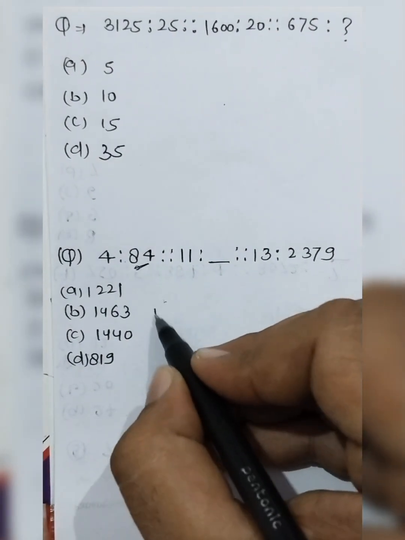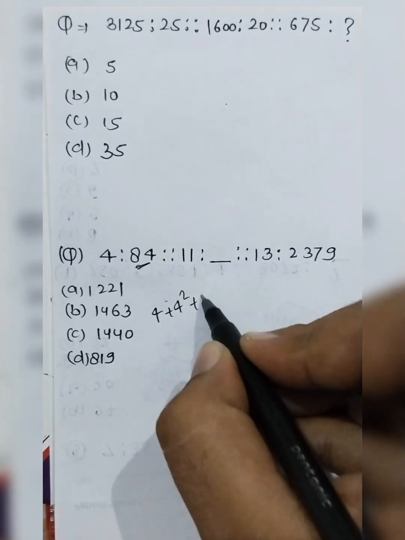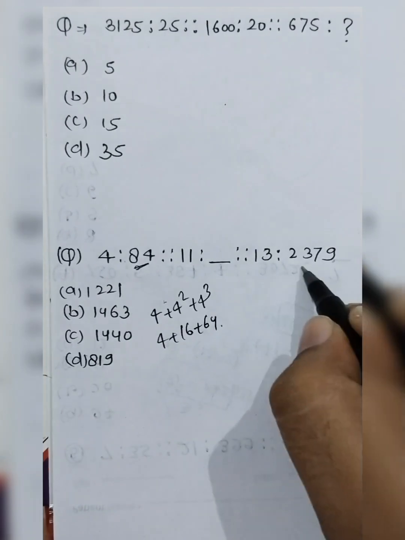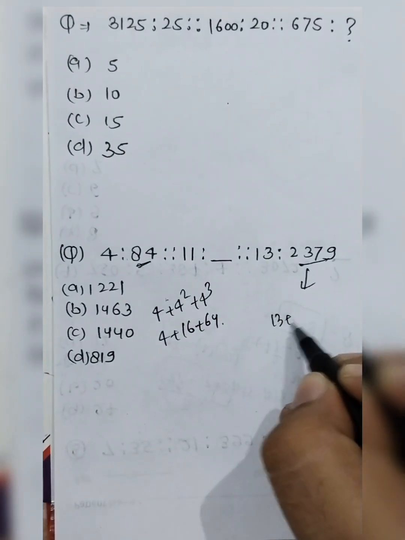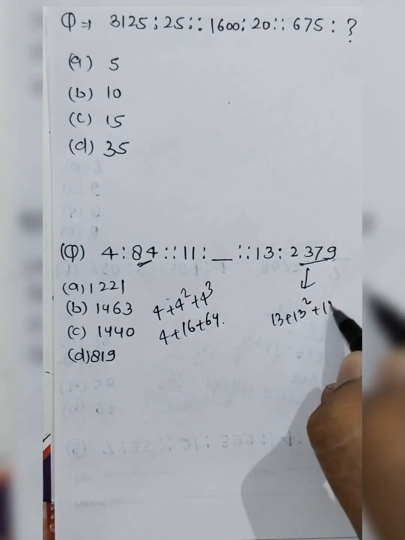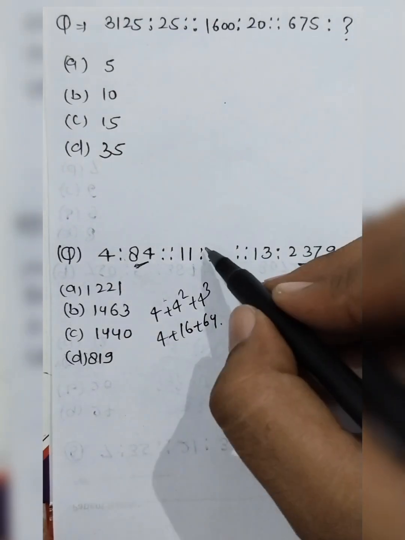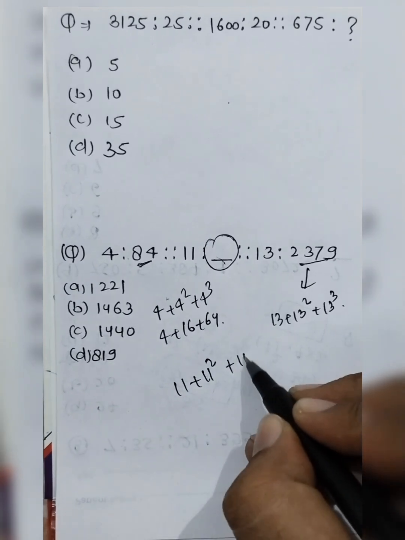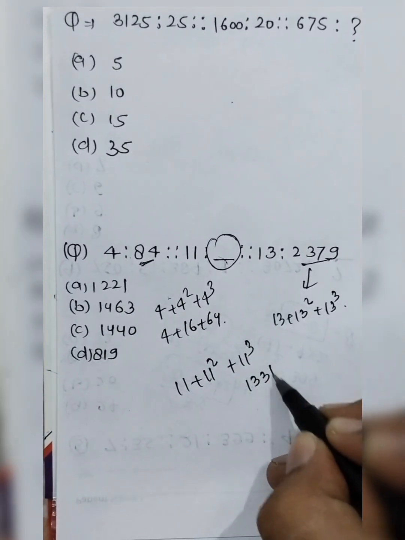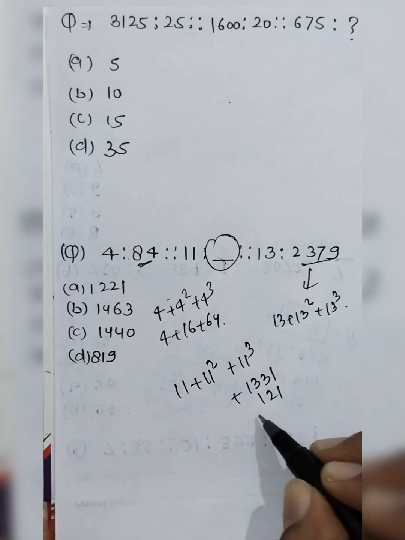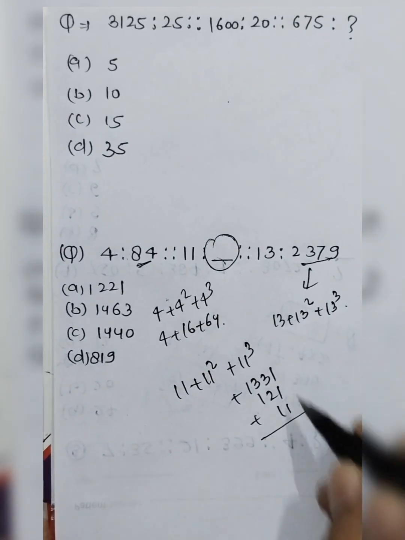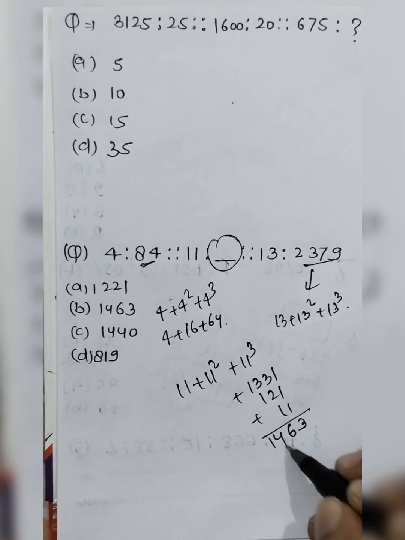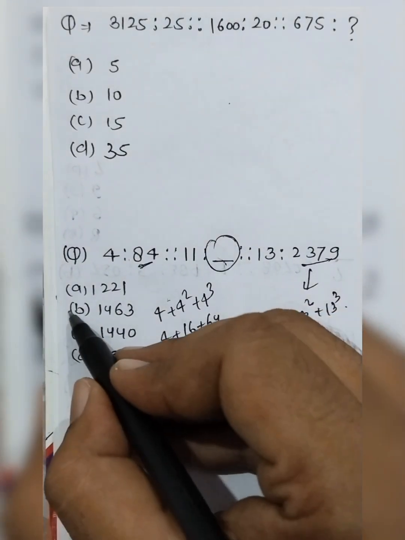This is nothing but 4 plus 4 square plus 4 cube, that is 4 plus 16 plus 64. So this is nothing but 13 plus 13 square plus 13 cube. So what will be this part? 11 plus 11 square plus 11 cube. 11 cube is 1331. 11 square is 121, and 11 is 11 itself. Now on solving this, we will get 1463. 1463 will be our right answer.